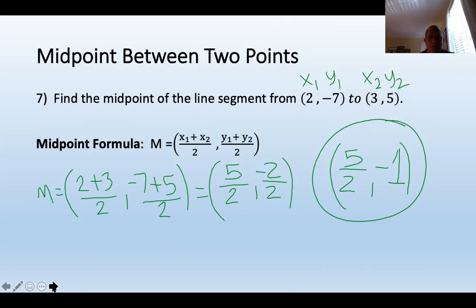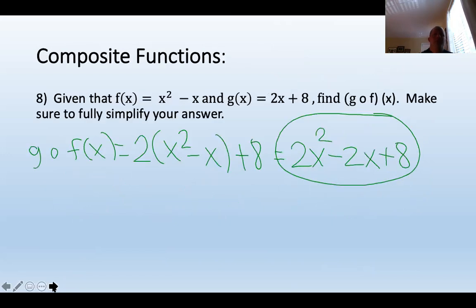So now our next problem is, given that f of x is x squared minus x and g of x is 2x plus 8, find g of f of x. Make sure you fully simplify your answer. So this is what we call a function composition. A function composition is where a function is the input variable of a second function. So you have g of f of x.